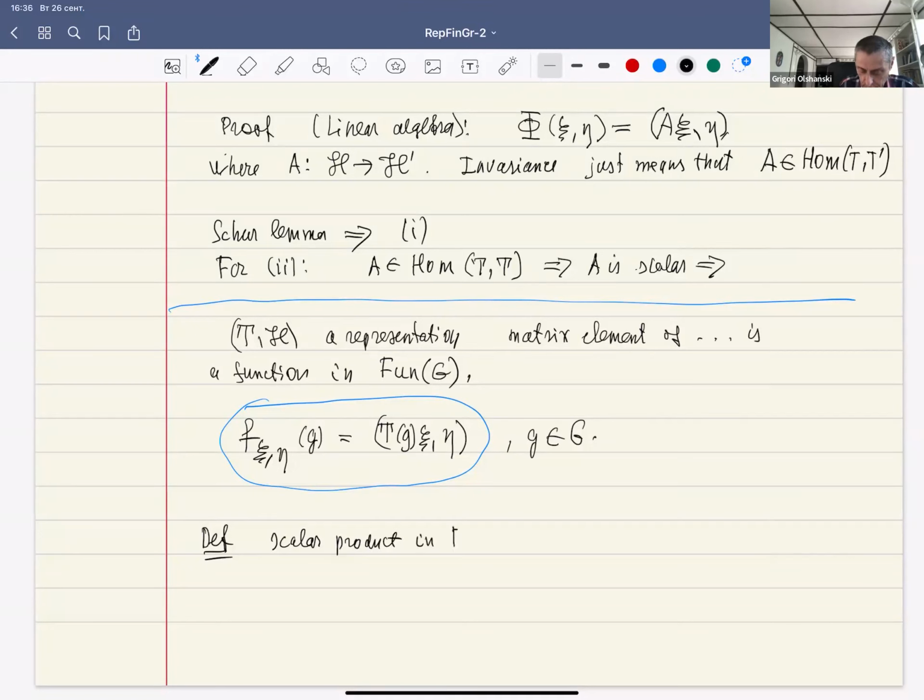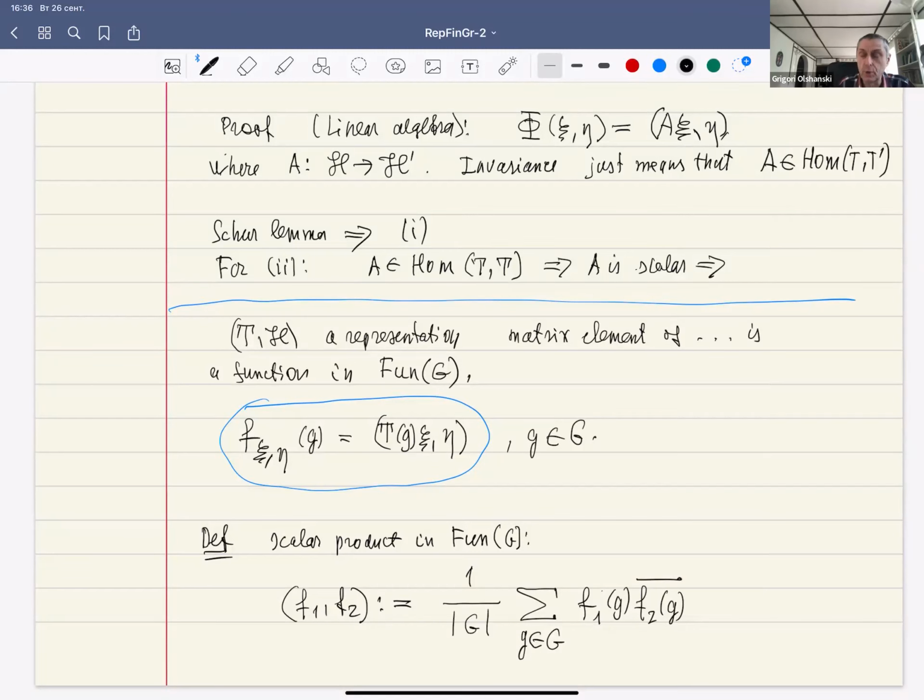In our space of functions, as follows. Given two functions, the scalar product is defined by the usual formula: the sum of this expression, but I want to divide it by the order of the group.